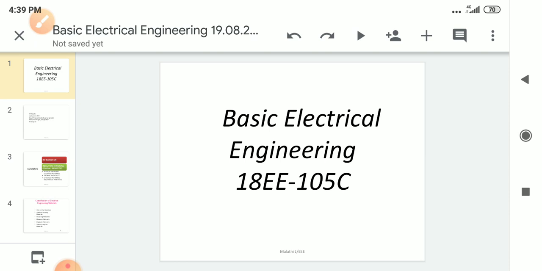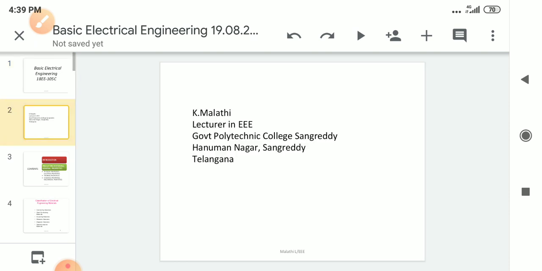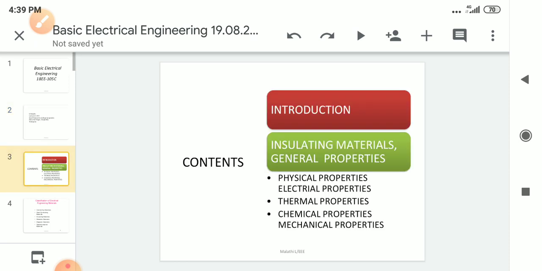Basic electrical engineering. In our previous chapter, we learned about conducting materials. Now we move to the next chapter, the fifth chapter. It is about insulating materials and their properties: physical properties, electrical properties, thermal properties, chemical properties, and mechanical properties.